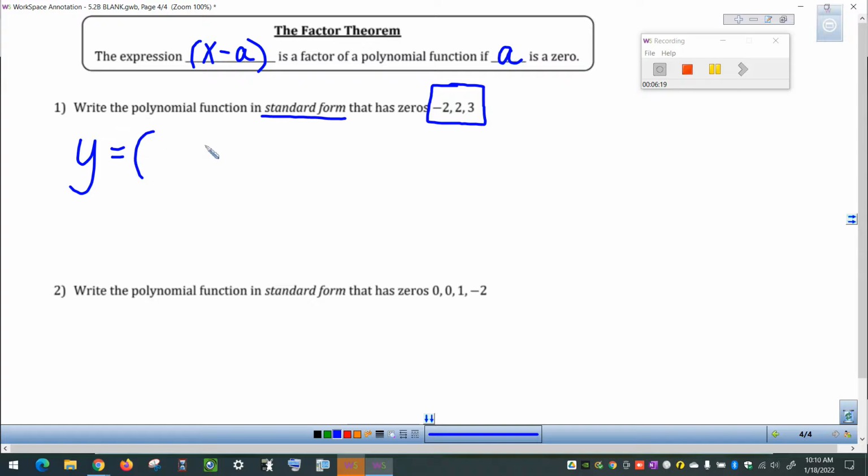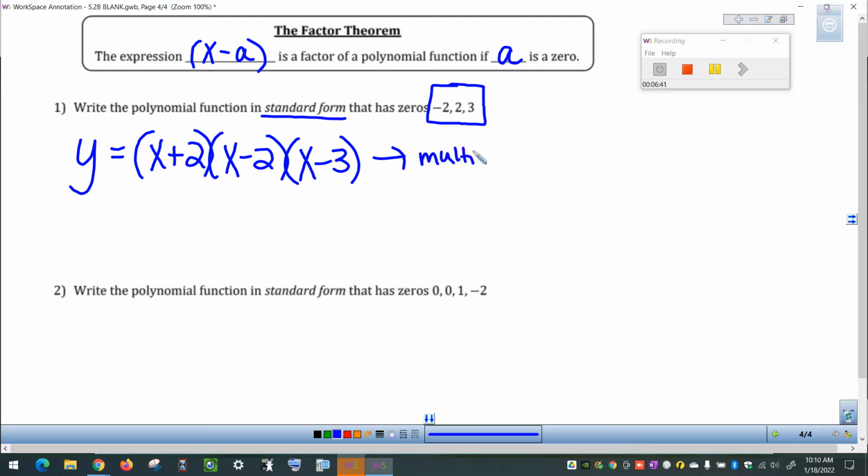And for the first 0 of -2, I'm going to think about doing x minus -2, but that really turns it into +2. So right there, you see that it's the opposite sign. Then we're going to do our next parenthesis, x minus 2, and our last one is x minus 3. Now, that is factored form. To get this into standard form, we are going to go through all of the steps of multiplying this out.